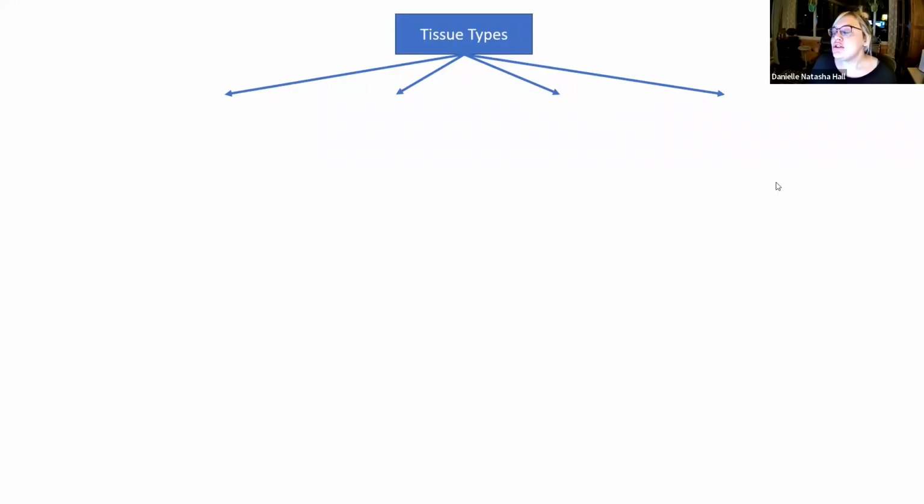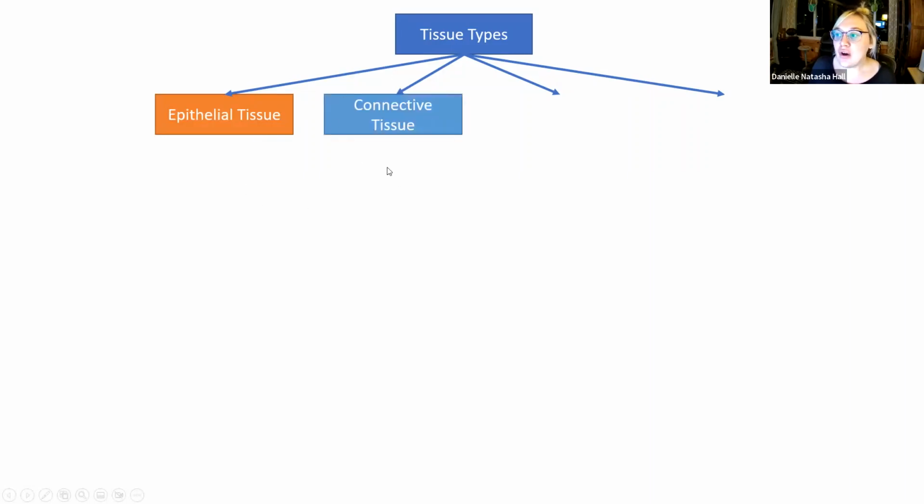Okay. So 161 could be broken down into 4 tissue types that we're going to spend the entire course talking about. The first that we're looking at today is epithelial tissue, right? That was the topic for this week. We've also looked at connective tissue. Both of these topics are going to come up again in the future.